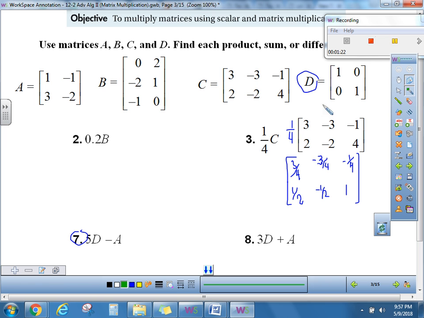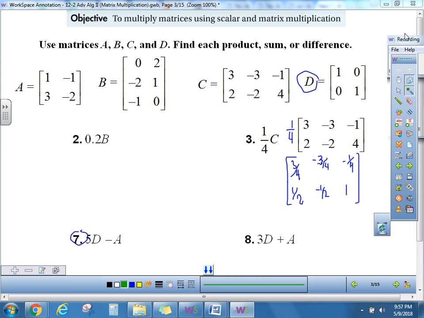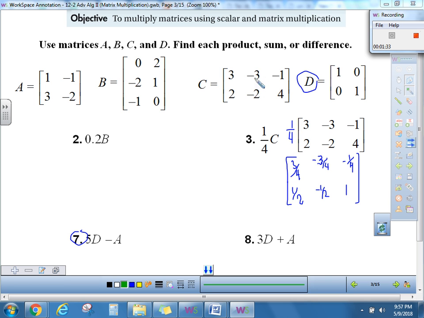Okay. So here, when we are using a matrix like C and multiplying by 1/4, we take 1/4 times every element in C, excuse me. So we're going to do 1/4 times 3, which is 3/4. 1/4 times -3, which is -3/4. 1/4 times -1, which is -1/4. 1/4 times 2 is 1/2. 1/4 times -2 is -1/2, and 1/4 of 4 is just 1. So, like I said, very straightforward as far as how we multiply by a scalar.